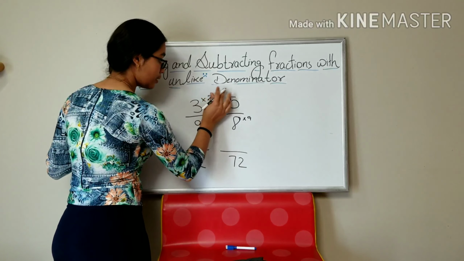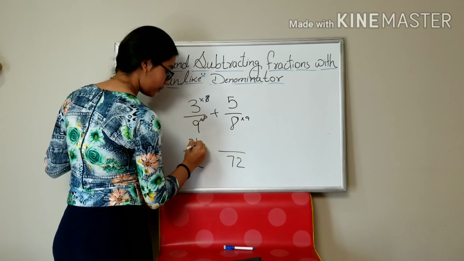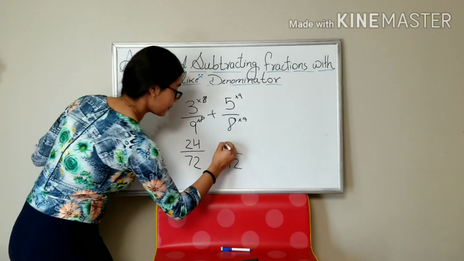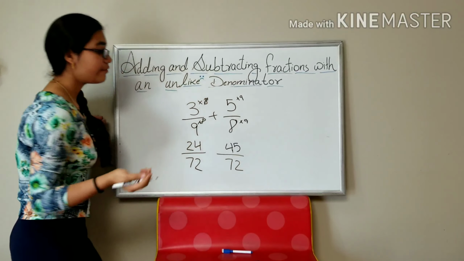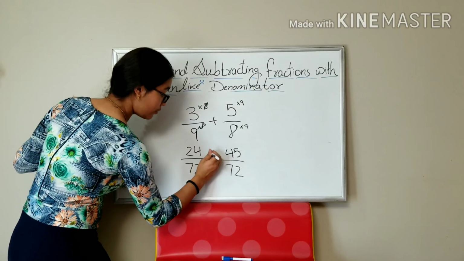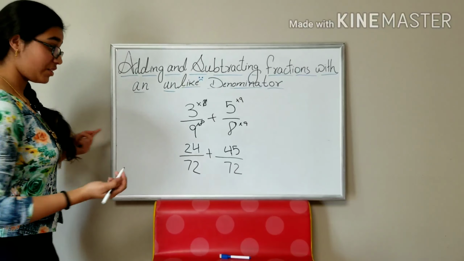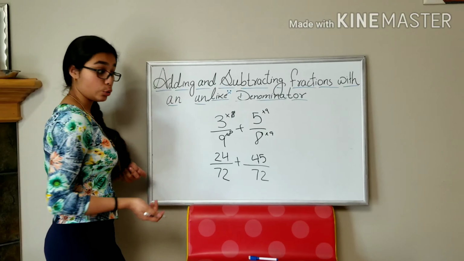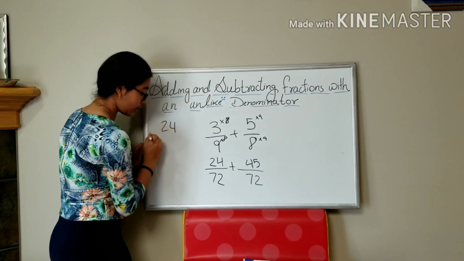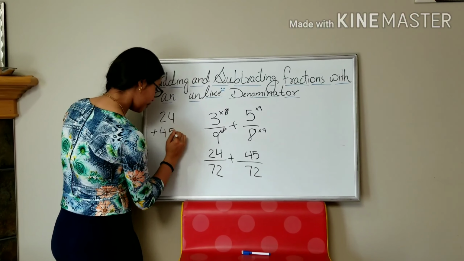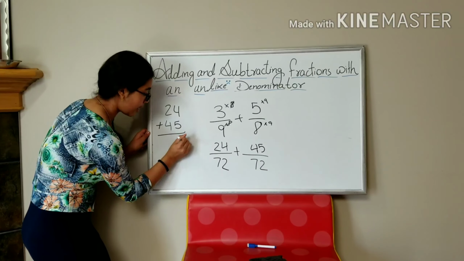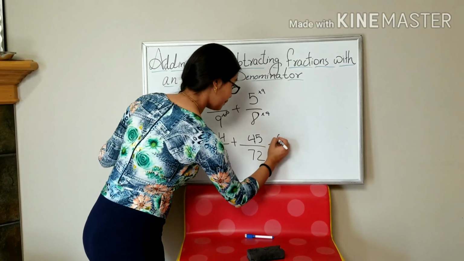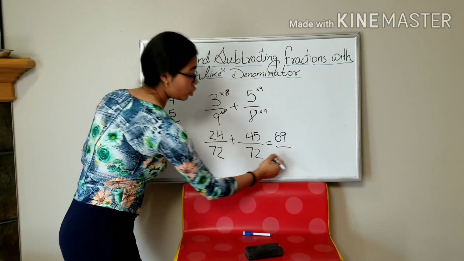3 times 8 gives us 24. So we can put that one in. And 5 times 9 gives us 45. So here we have 24 over 72 plus 45 over 72. We're going to have to do the addition of 24 plus 45, and our denominator would stay at 72. So we have 24 plus 45. 4 plus 5 gives us 9, and 2 plus 4 gives us 6, meaning we get 69 as our answer, and 72 is our denominator.